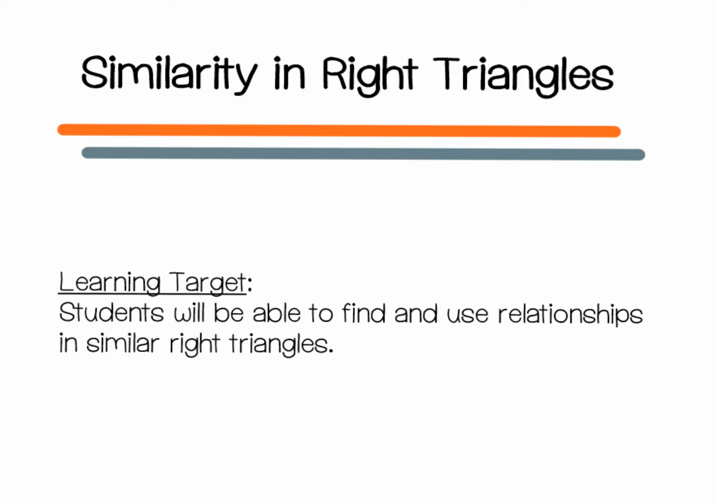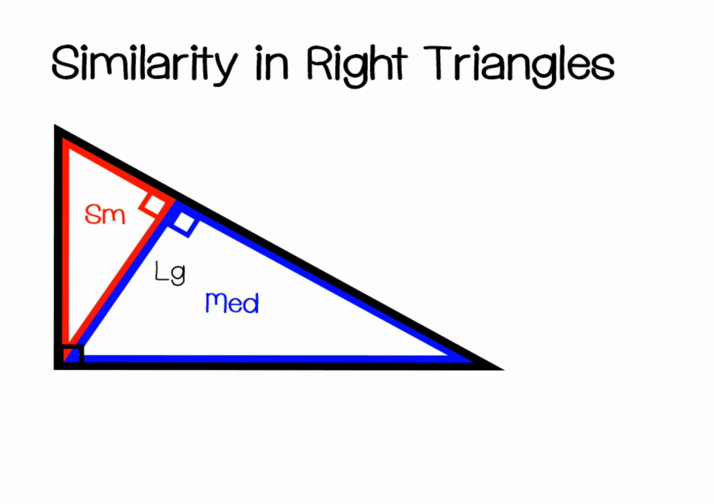In this lesson, we're going to be talking about similarity that happens in right triangles, specifically when you draw an altitude to the hypotenuse. All right, so I have a right triangle drawn here, the big black right triangle, and then I drew in an altitude right here to the hypotenuse. So what happens is that altitude divides that big right triangle into two smaller right triangles.